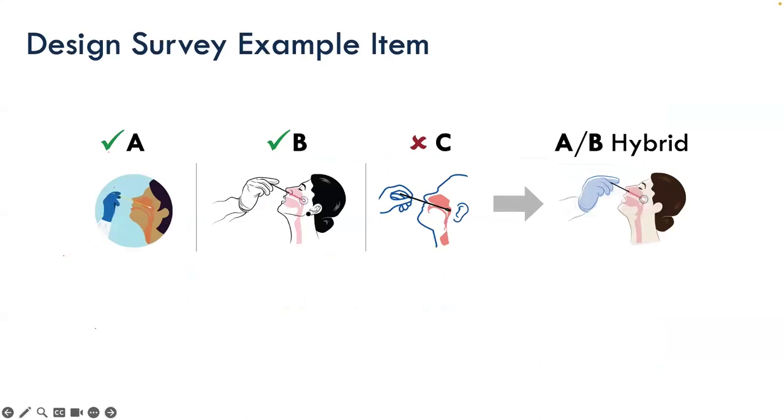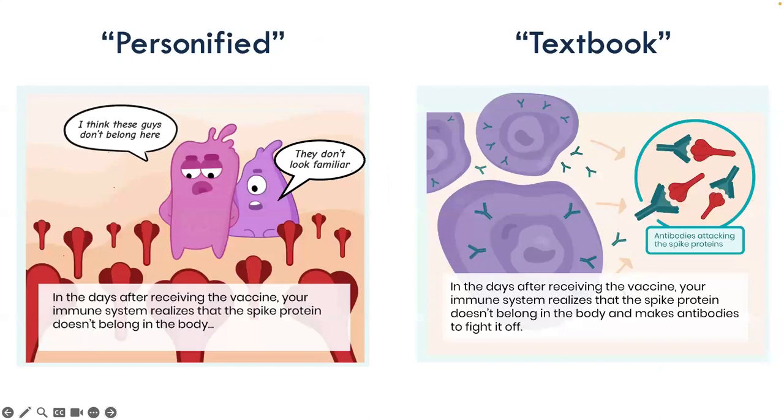Respondents were about evenly split between the styles A and B, so we moved forward with a hybrid of these. We kind of mushed them together. As we worked on prototypes, we found that it was much easier to tell the story of how vaccines work by personifying the virus and the body's immune cells with these little guys here. I think they're so cute.